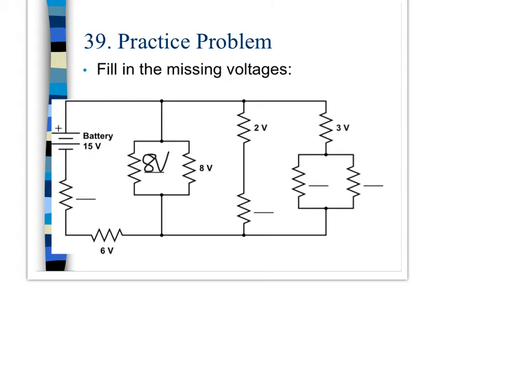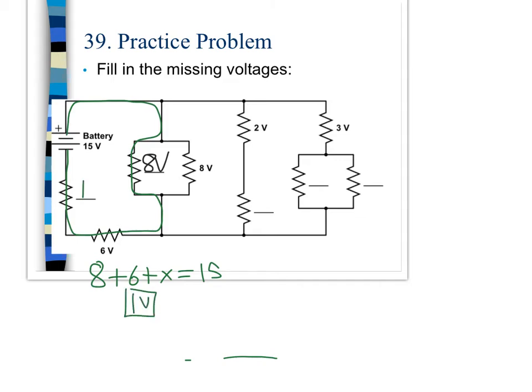So what I'm going to do then is start thinking about my different pathways. I have this one possible green pathway here, going around, and using that pathway I see that I'm going to have 8 plus 6 plus a blank resistor here. That needs to add up to 15, so that means that this one here is going to be 1 volt.